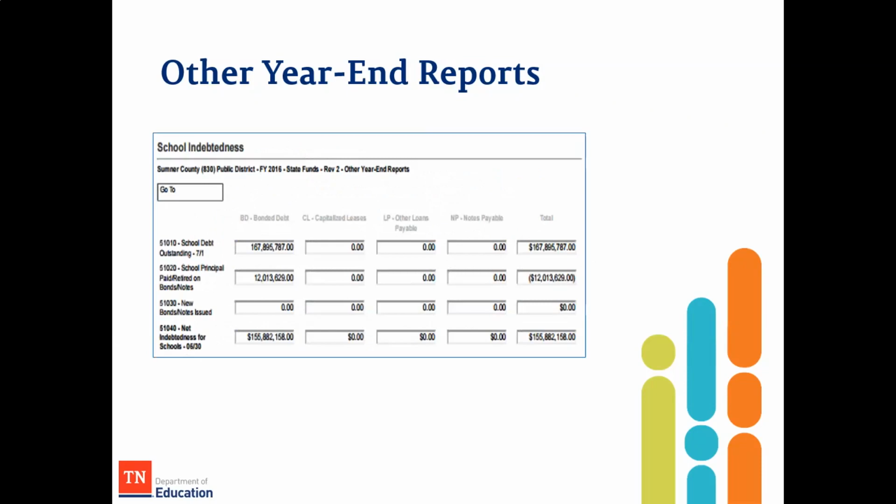This is what the school indebtedness report looks like. It looks somewhat like the previous one. You start with your outstanding debt as of July 1, 2019. You can see the principal amount here that should be the same principal amount as the previous other year-end report. And then you have a net amount.